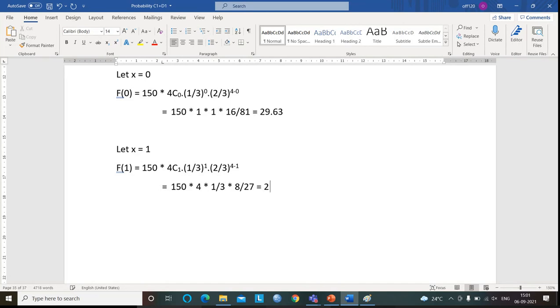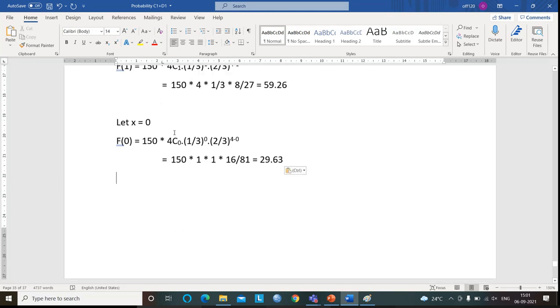So now what is the expression we have got? 150 into 4 into 8 divided by again 81, because 27 into 3 is 81. Denominator is common. So here I got the answer as 59.26. F of 1 is equal to 59.26. Similarly, now again let us substitute x is equal to 2. Then wherever we have 0, we'll put 2.